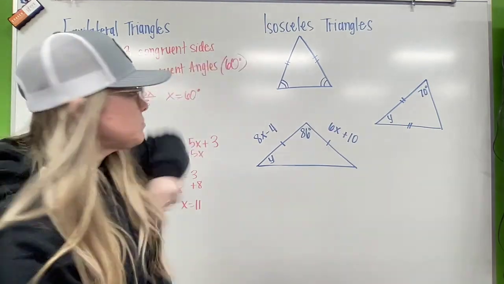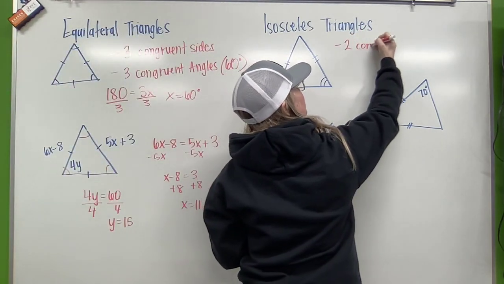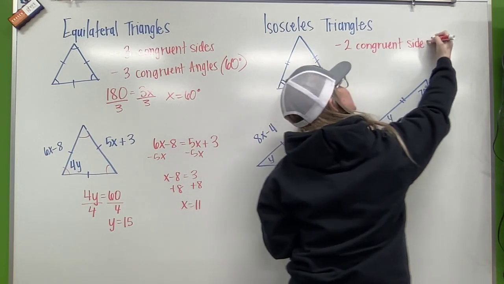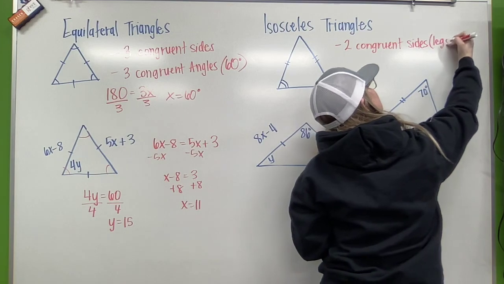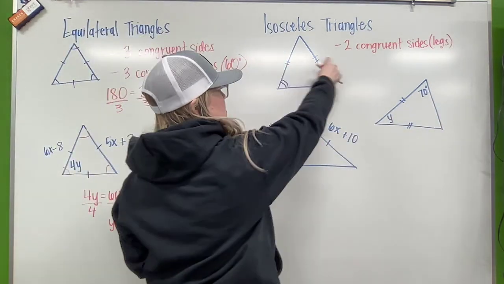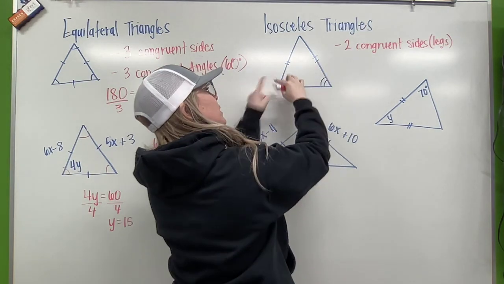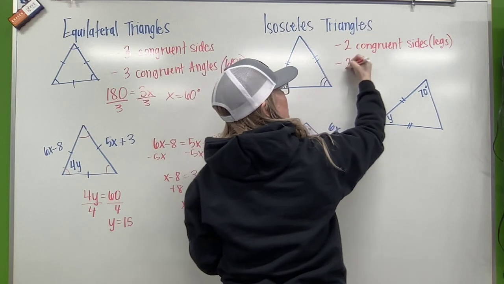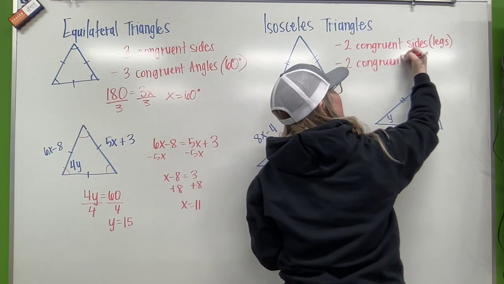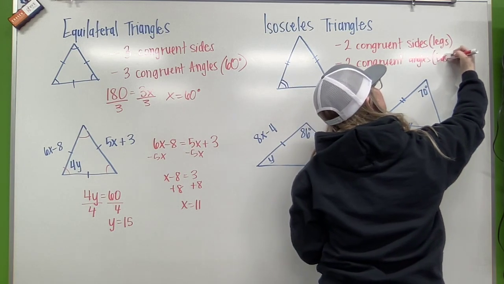Isosceles triangles. In an isosceles triangle, we have two congruent sides. And what we're going to do is call these sides the legs of the triangle. Okay, so we have two congruent sides. We see those here. And because the sides are congruent, the base angles are also congruent. So we're going to say two congruent angles, and these angles are the base angles.